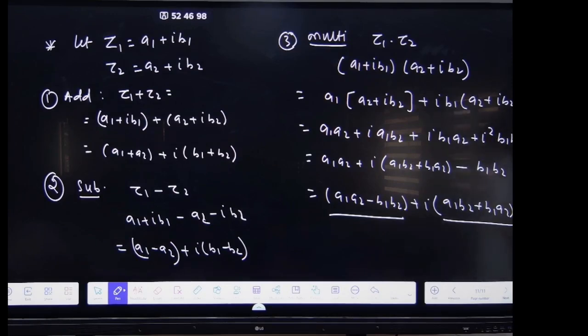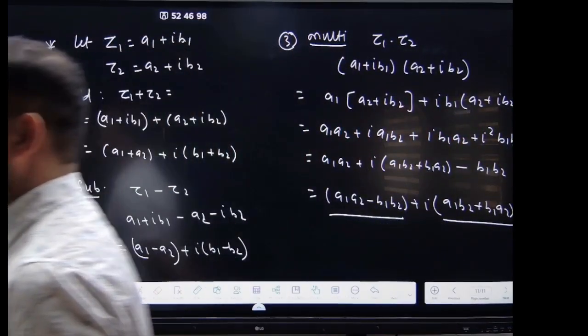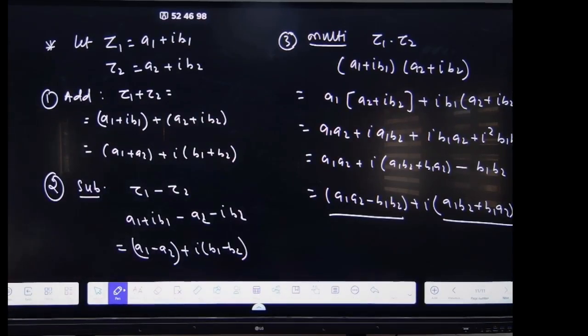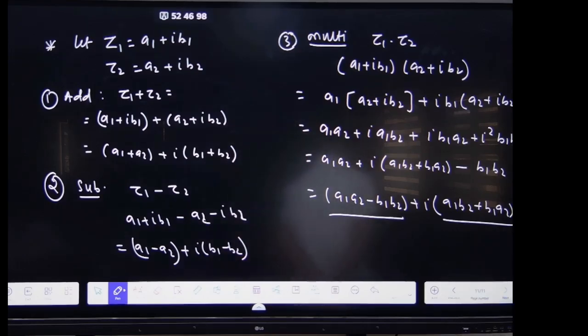Yes or no? Am I fast? This you might have studied, right? It is very easy, straightforward. Add, subtract, multiply. Division I will be teaching you, that is more important. In the exam, division might come, Z1, Z2 will be there, and they will be asking you to calculate the division of that.